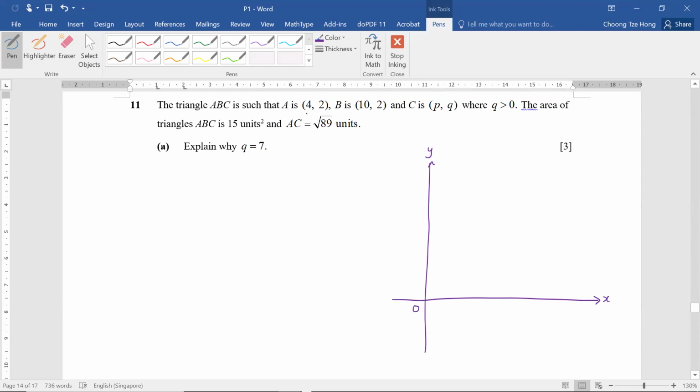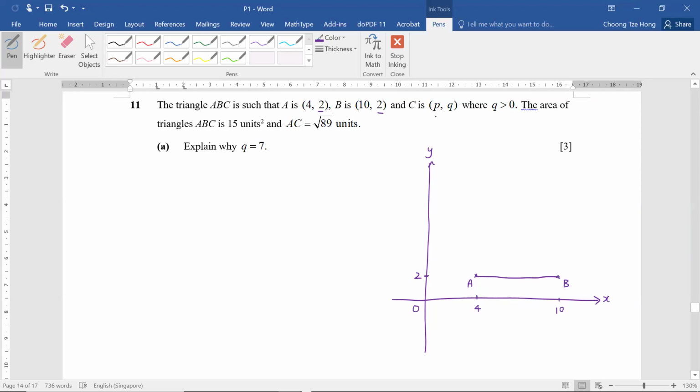Let's mark up point A, which is (4, 2). So 4, let's maybe put it somewhere here, and then we have 2. This would be point A. B is (10, 2). If you notice, the y coordinate of A and B is the same, that means they are at the same vertical level. So AB is going to be a horizontal line because the y coordinate is the same. If 4 is here, maybe 8 here, 10 maybe somewhere here, I'll mark out point B over here. If you join AB together, it should be a horizontal line that is parallel to the x-axis.